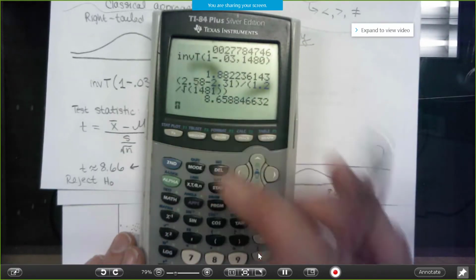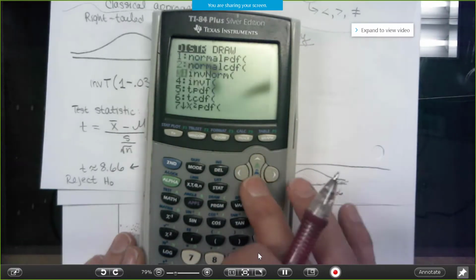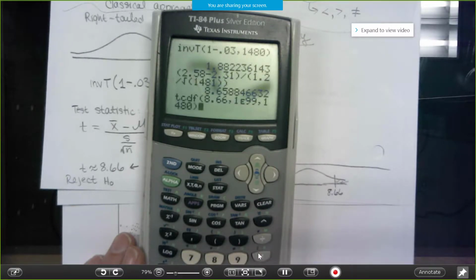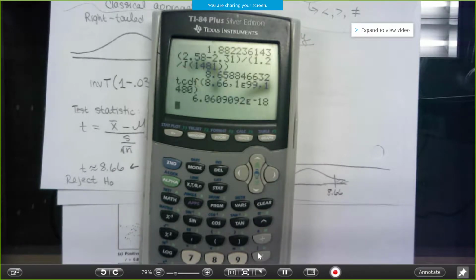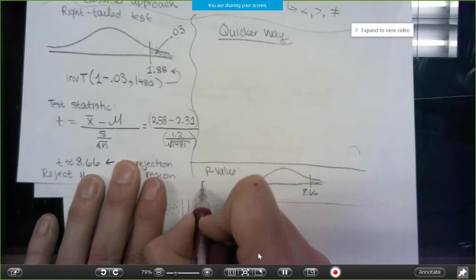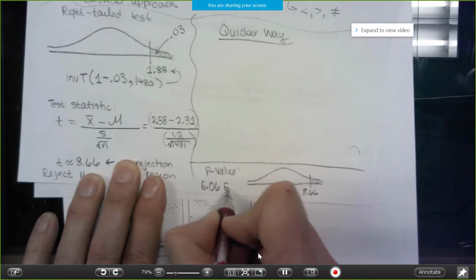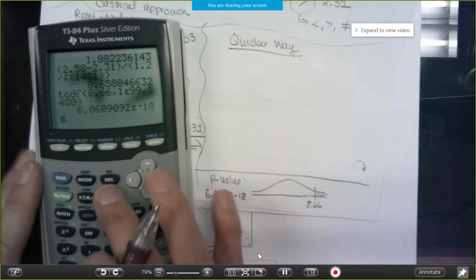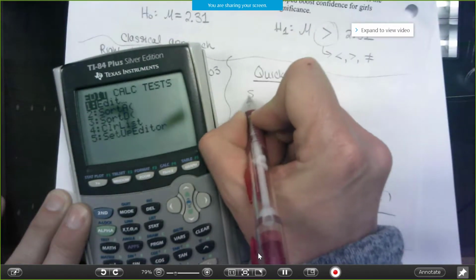So if I do second vars, tcdf, 8.66, 1 E99, 1480. I get 6.06 e to the negative 18. So again, almost a 0% chance that we would get this. 6.06 e negative 18. Okay, so the quicker way is we're still going to hit the stat button.